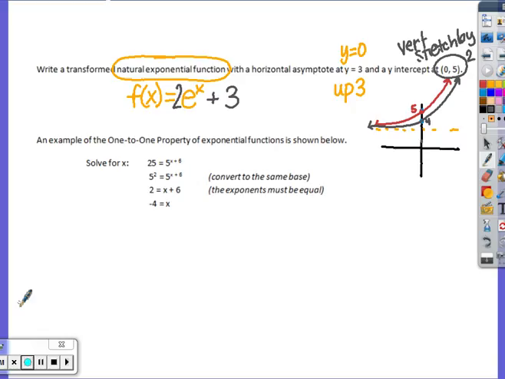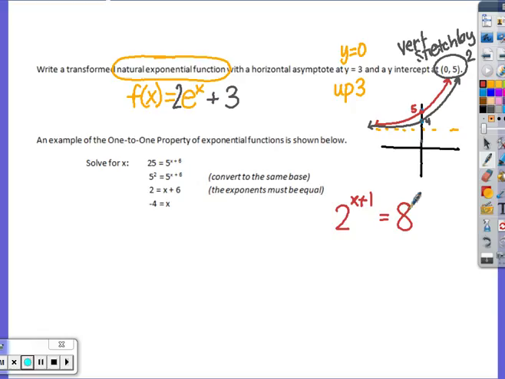I've already put an example of this one-to-one property on here, but I thought I'd make up another one so we could actually talk through it. I'm going to do something like this. I'll do 2 to the x plus 1 equals 8. And some of you could probably solve this in your head.